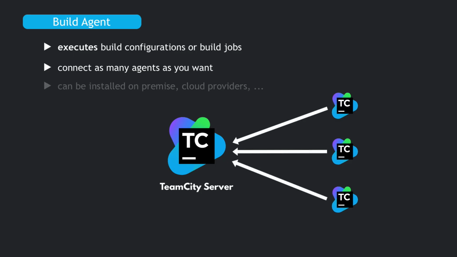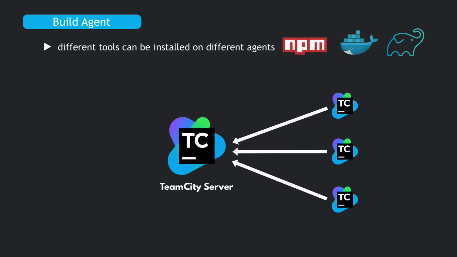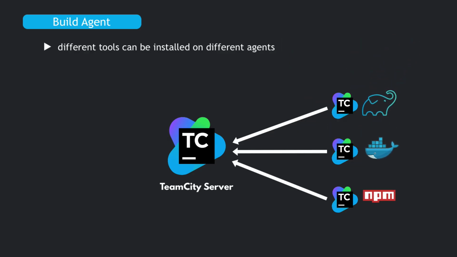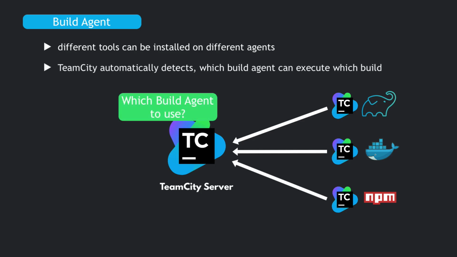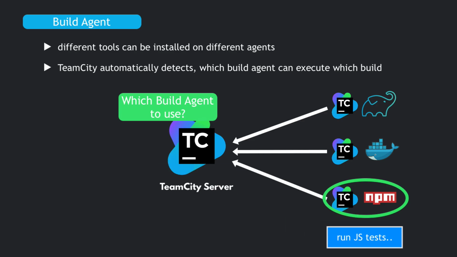These agents can be installed anywhere, on an EC2 server, on your own on-premise servers, it could be a Docker container, etc. And each agent can have different tools installed on them. And for each build, TeamCity will automatically detect what build agent can execute that build based on the steps configured in that build. For example, if your build is using npm command to run JavaScript tests, you will need a build agent with npm installed on it to be able to run that build.